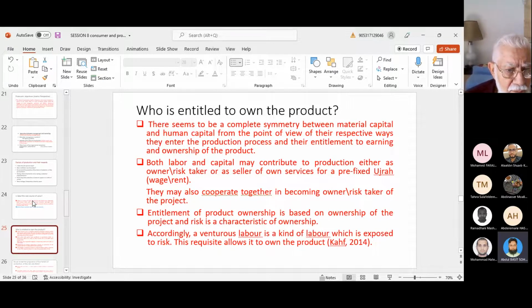Entitlement of product ownership is based on ownership of a project, and risk is characteristic of ownership. Accordingly, a venturous labor is a kind of labor that is exposed to risk. This requisite allows it to own the product.